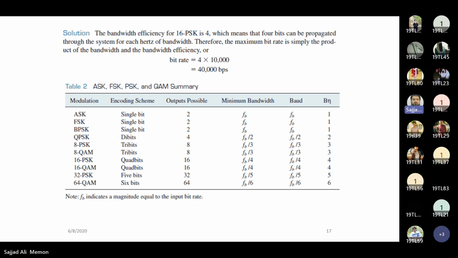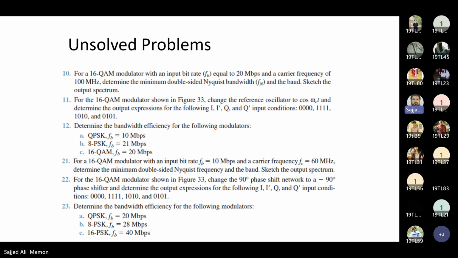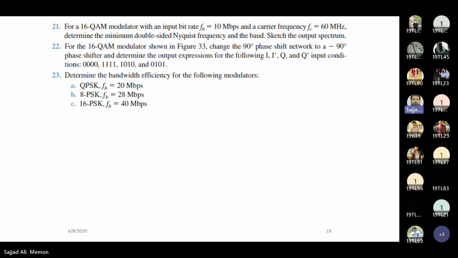Table 2 shows the summary of all the modulation schemes, possible output, minimum bandwidth, baud, and bandwidth efficiency. These are some unsolved problems. Try to solve them. Maybe a few of these will come in your final semester exam. Not all, but a few.